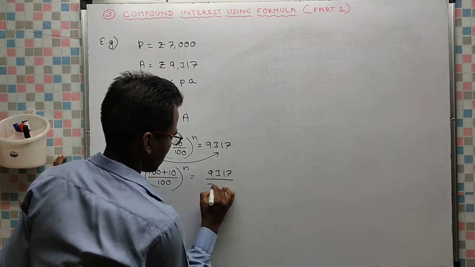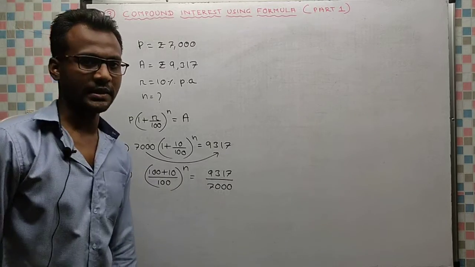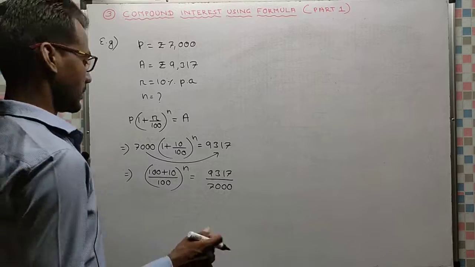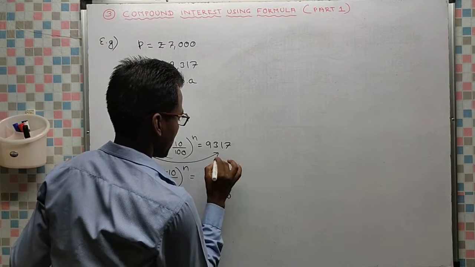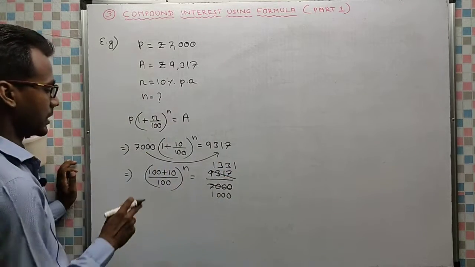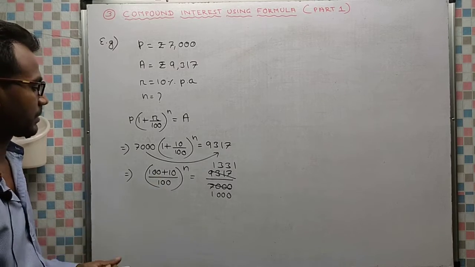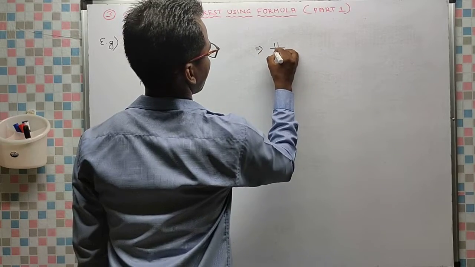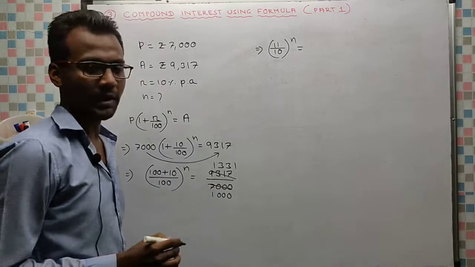9317 by 7,000. I think this is divisible by 7. Let us try. Divisible by 7. Okay. 1000, 1 3 3 1. Now this is 110 by 100. 0 0 cancel, so 11 by 10. So this is 11 by 10 power n, and this is 11 by 10 power 3.